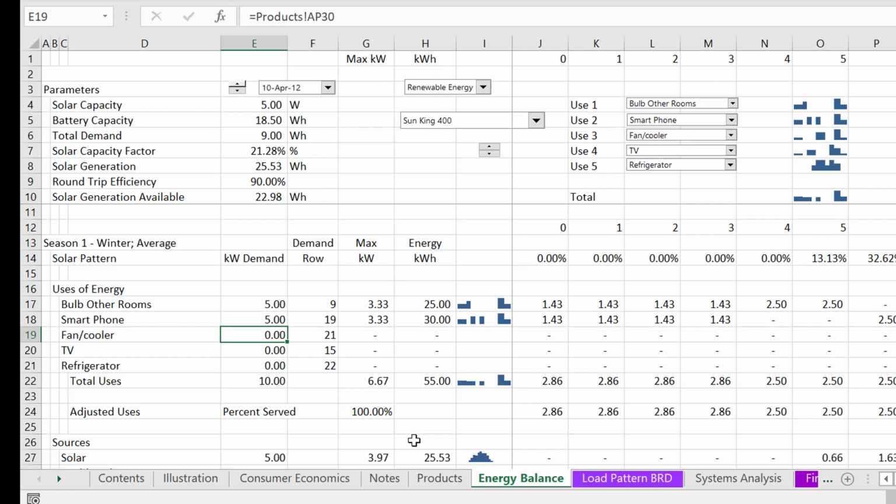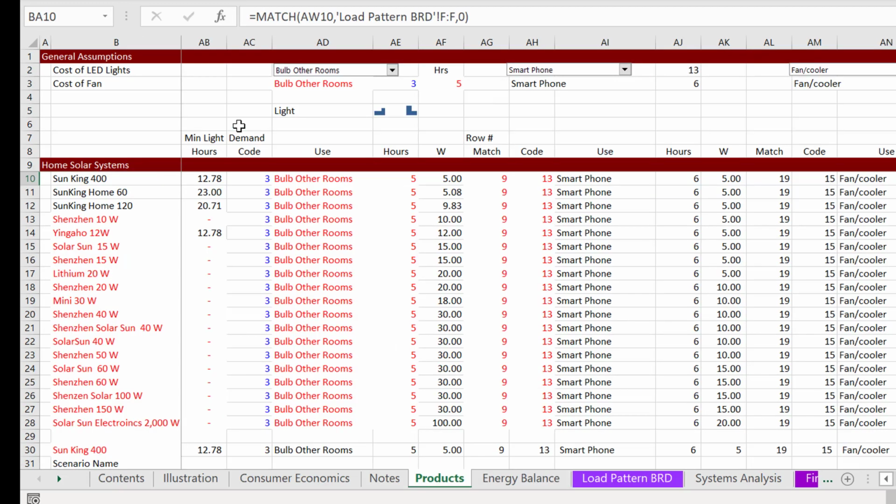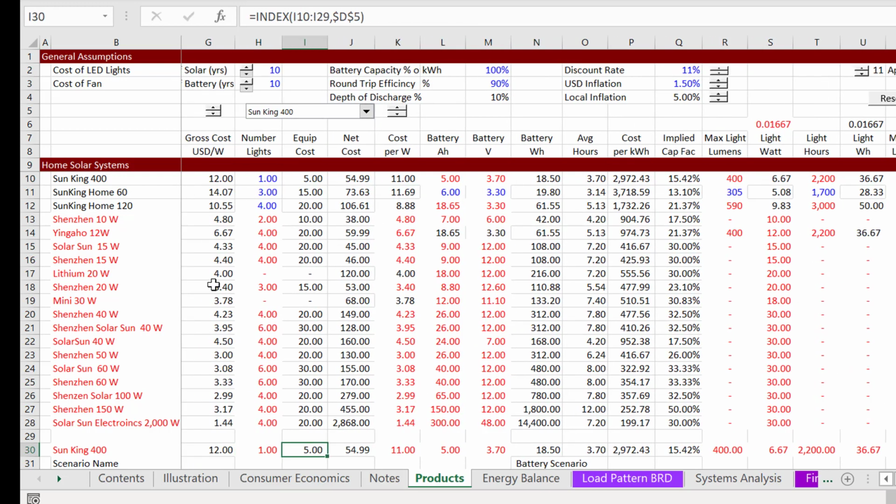Now, we don't have any fans, TVs, or refrigerators for this little bitty thing. And up here, it says the solar capacity of 5, the battery capacity is 18.5. Again, that just comes from down here when we evaluated each product: how many battery amp hours you have, what's the voltage, what's the total battery watt hours. Now, this is going to get a little bit dicey. It means I don't know what's going on.